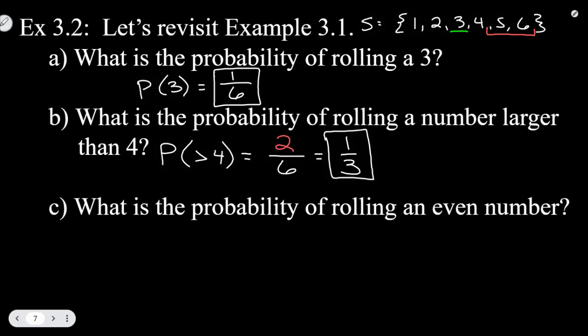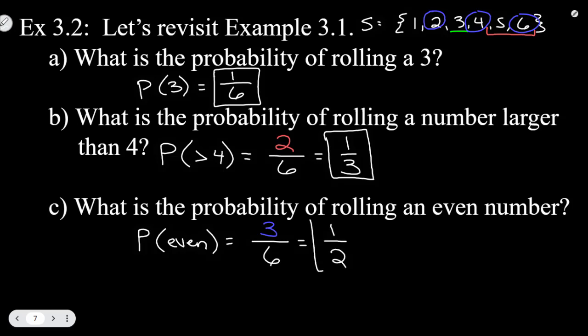Part C, what is the probability of rolling an even number? Our even numbers are numbers that are divisible by 2, so it divides into 2 evenly. That would be 2, 4, and 6. So there are 3 of those, 3 ways that event can occur, and still 6 total outcomes. Once again, we're going to reduce, and we would get 1/2. So our probability of rolling an even number with a fair die is 1/2.